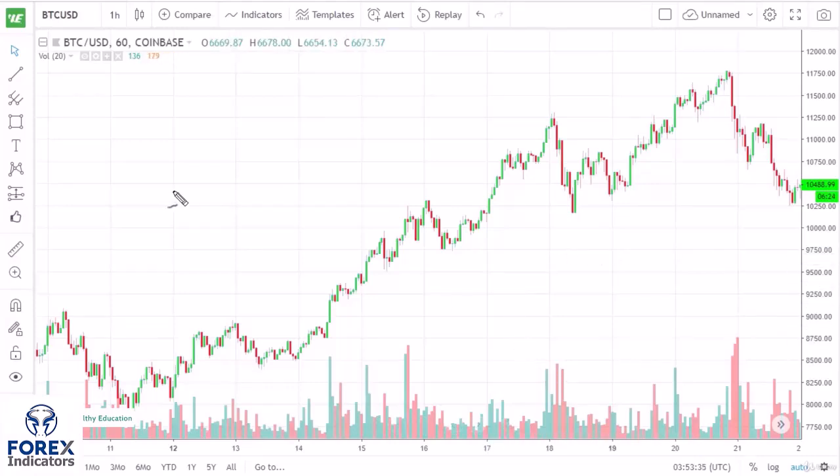But a cup and handle is pretty straightforward. It's supposed to represent a teacup. Basically, it's a rounded bottom, which you've learned before, and then it's got a little bit of a pullback and then eventually a move higher. It is a reversal signal. It's a bullish reversal signal. It doesn't happen that often necessarily, but it is something that a lot of people will follow.